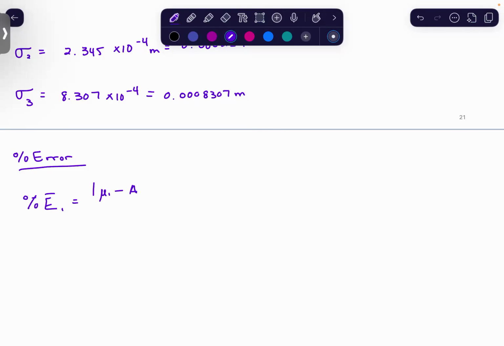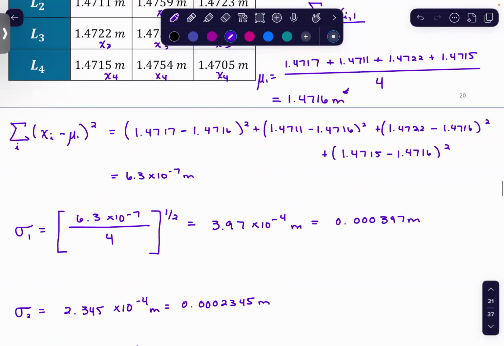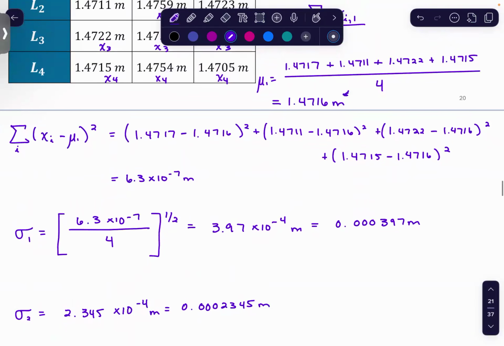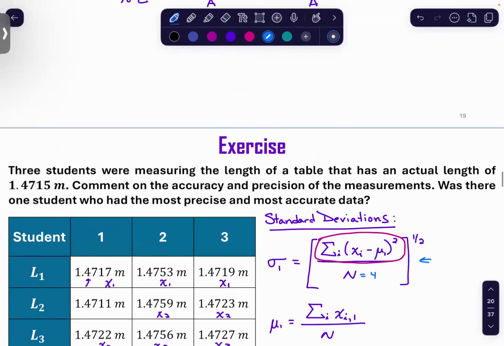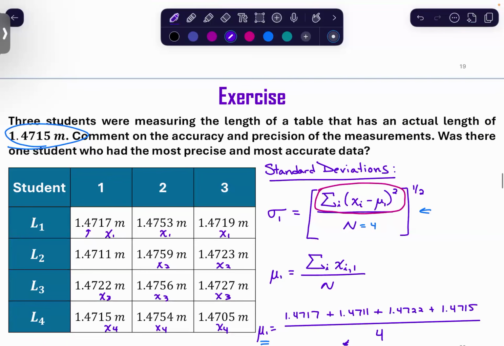Mean value for student one minus the actual value, divided by the actual value, times 100. Okay, well, we have mu1, and that's the 1.4716. We have our actual value, which is 1.4715. And so those are the two numbers we're going to use.